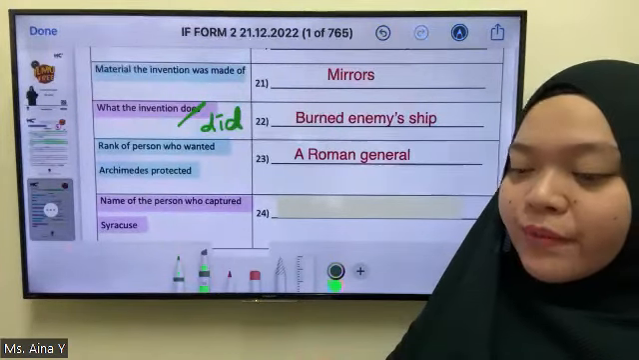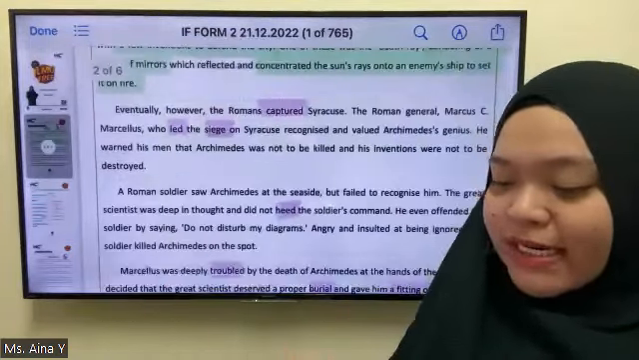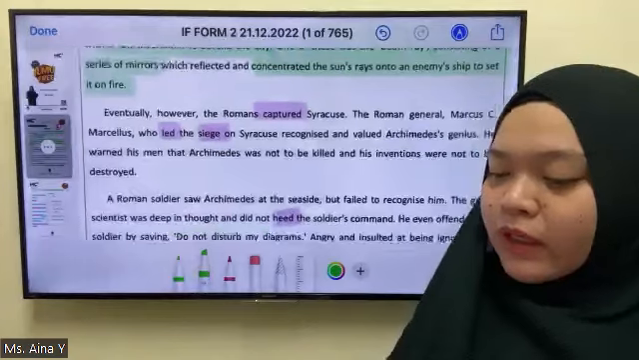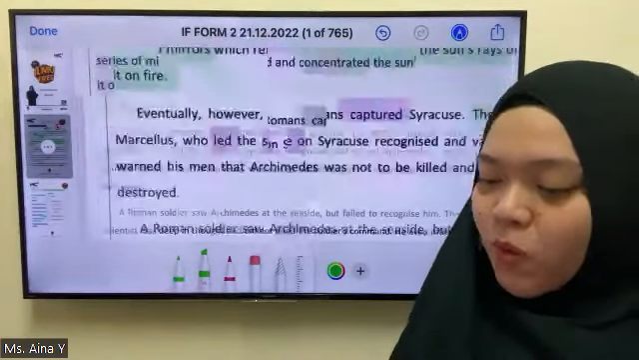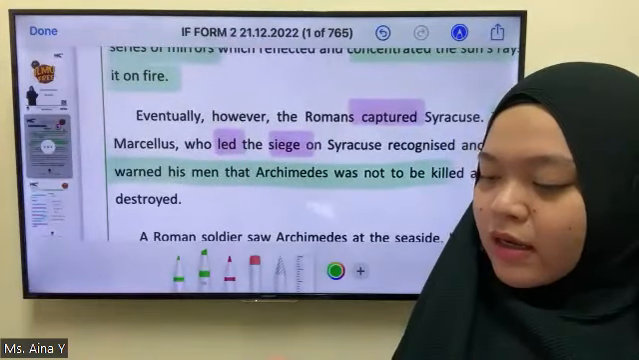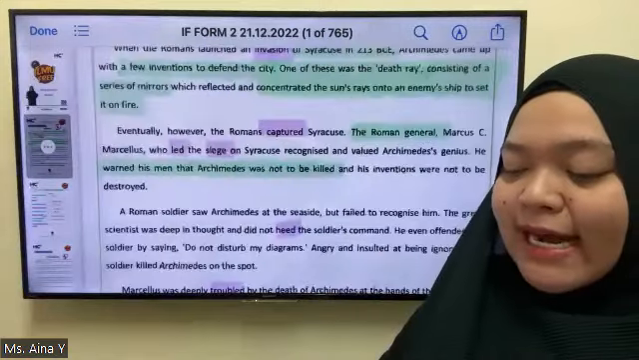Hey, I forgot to show you guys the clue. So the clue is right here in the next paragraph. Okay, the Roman general. So it says he warned his men that Archimedes was not to be killed. So you guys can highlight that part.